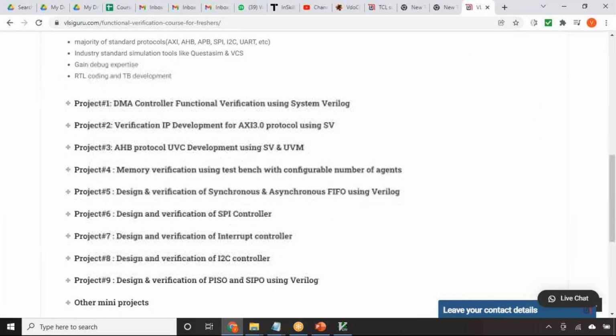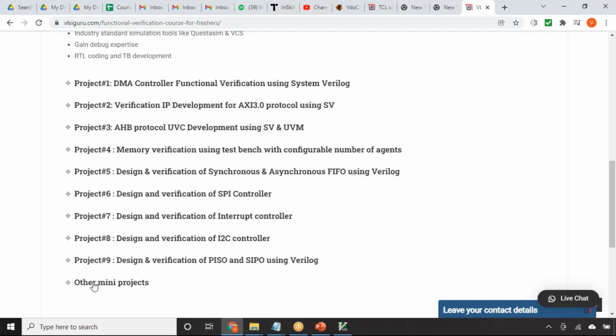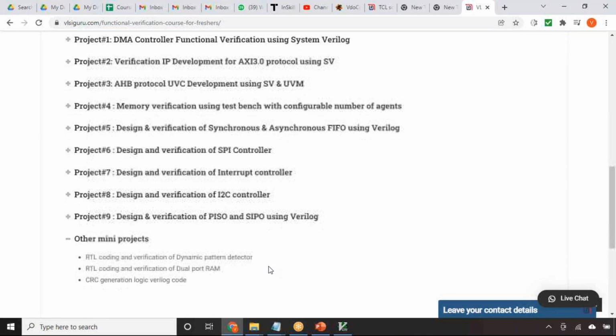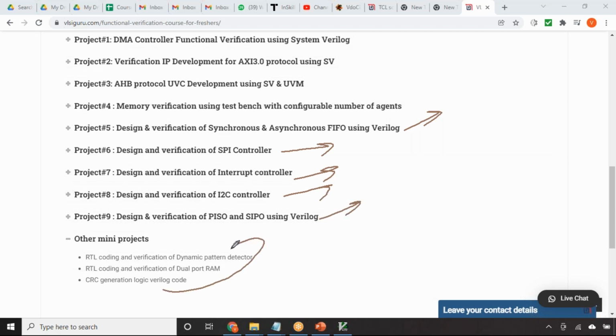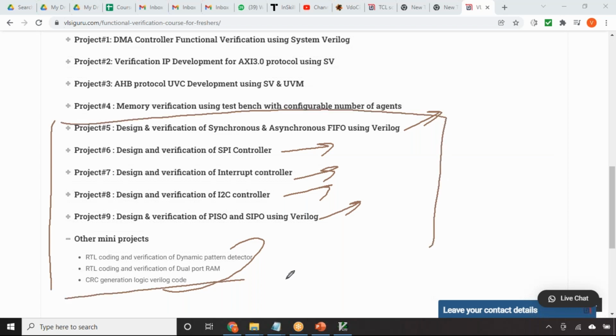Okay. So these are all the projects that will be done. The projects that will be done as part of Verilog will be these things. Even some of this will be done in Verilog itself. These all things will be done in Verilog. That is why we are spending almost 2.5 months just doing the Verilog only.